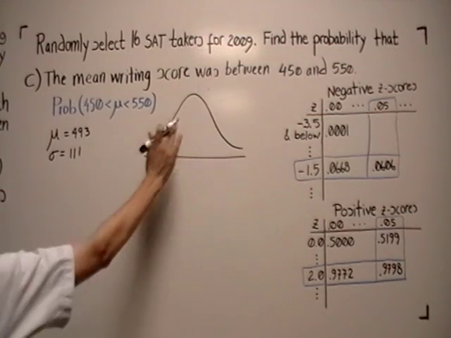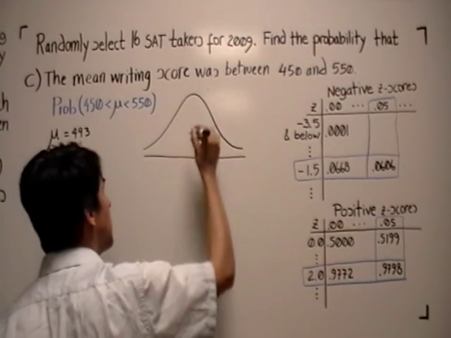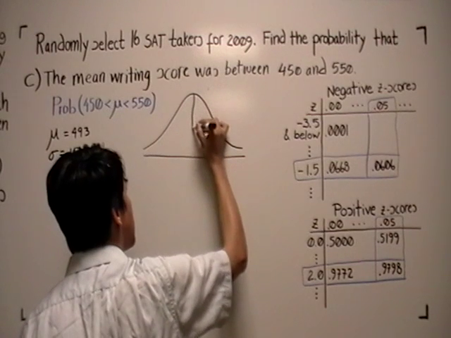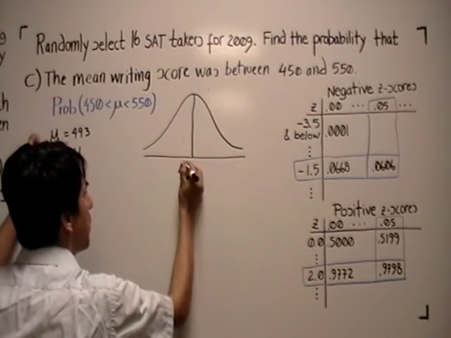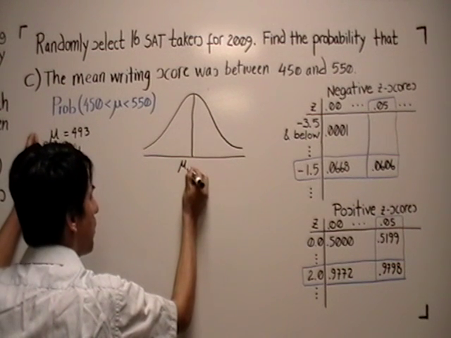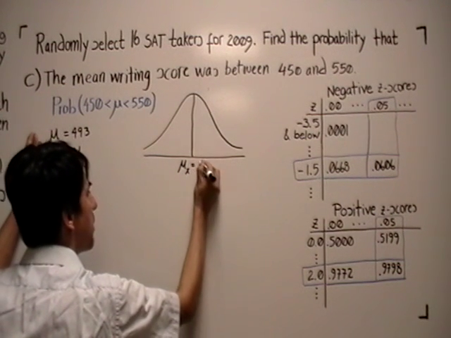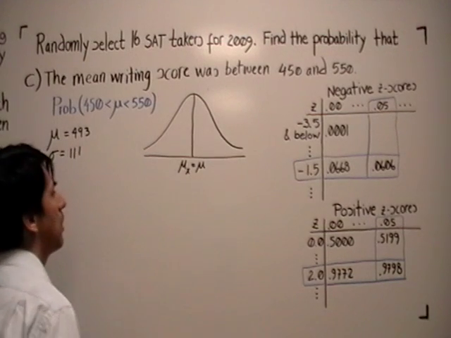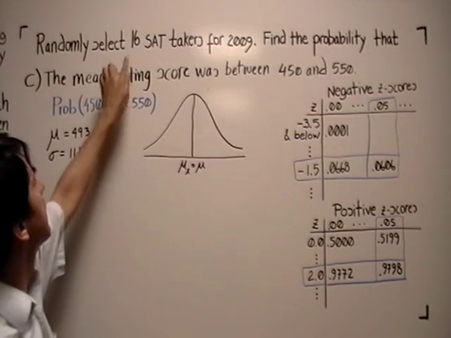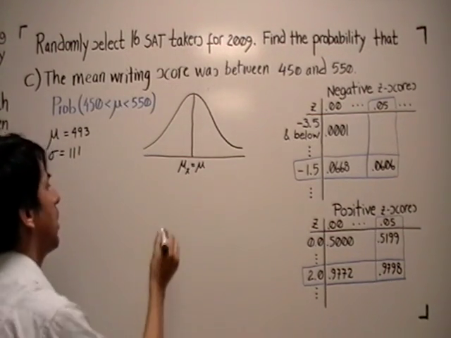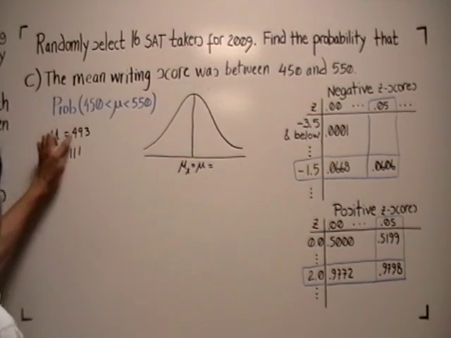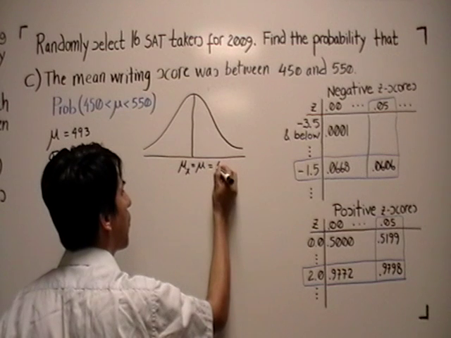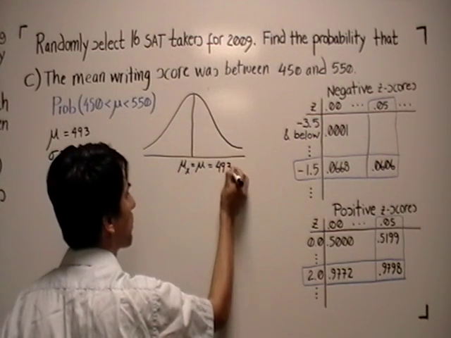Now the mean of this distribution of means happens to be the same as the mean of the original distribution. So the mean of the distribution of means is the same as the mean of the original distribution where our 16 scores come from. So that's the same as 493.